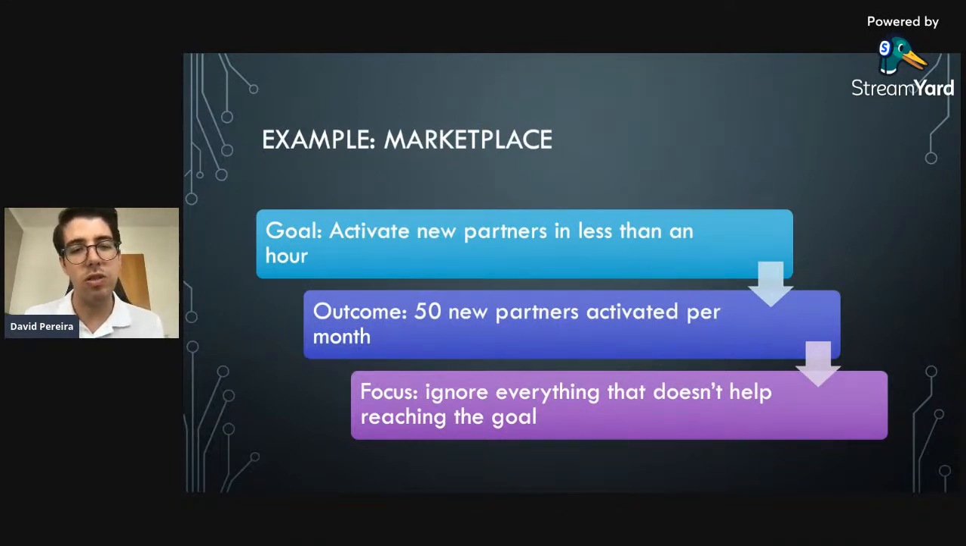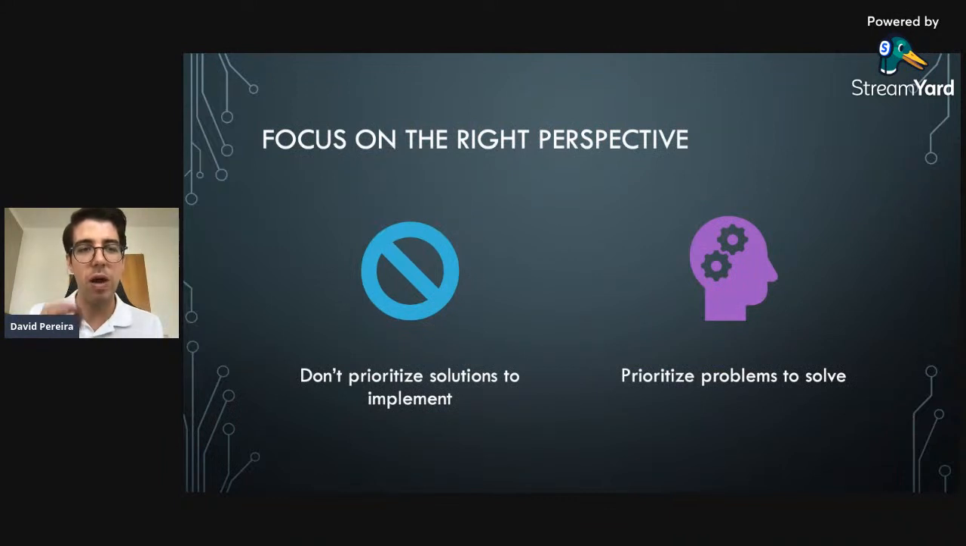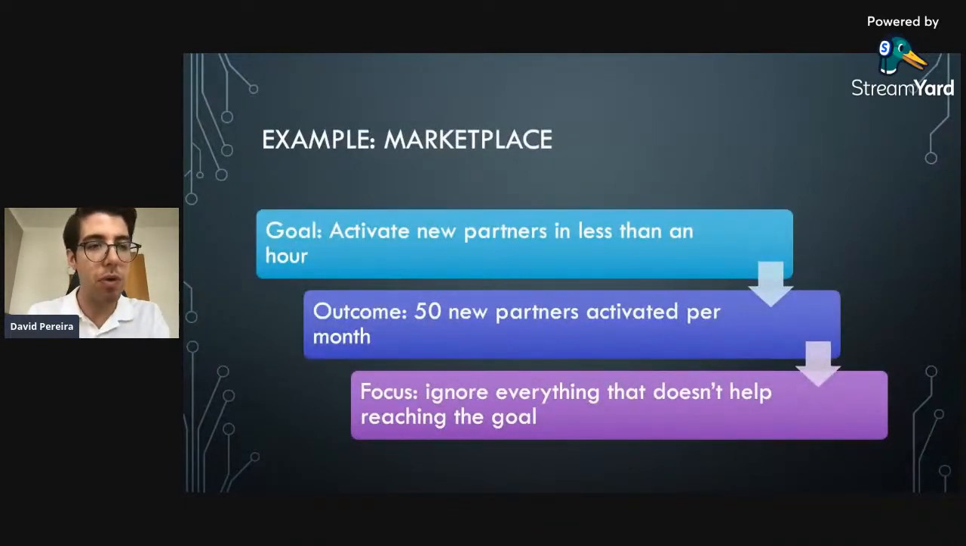And this is what I want to tell you. Focus on the right perspective. Don't prioritize solutions to implement. Prioritize problems to solve. Because if you look here, we had a problem. We needed to activate new partners.